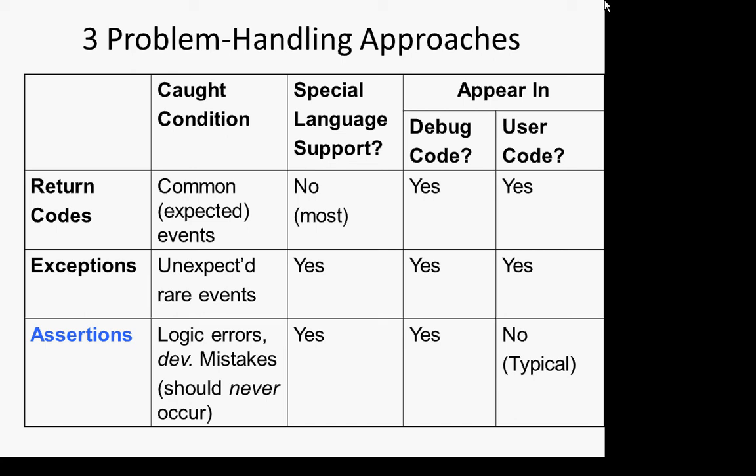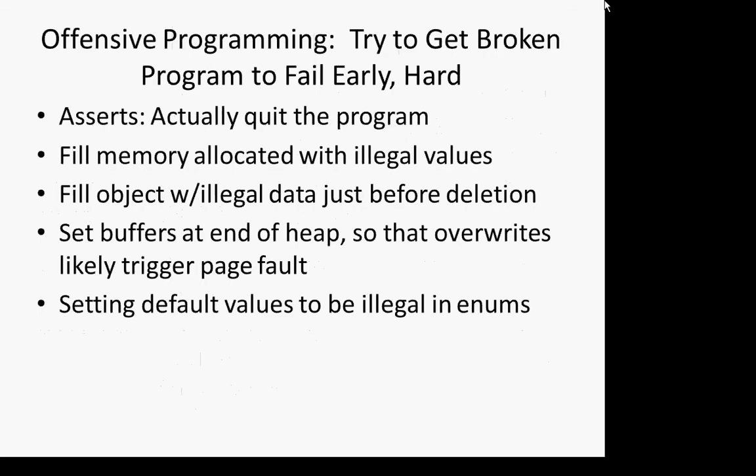There's special language support for them. They appear in debug code. Sometimes they appear in user code, but a lot of the time they're stripped out of user code. We strip them out because the thought is that they're useful aids in debugging, but they should never be encountered when the user is actually running the code. It's debugged enough. Some people argue they should stay in there, and they could still do something like say, okay, I discovered this error, let me send a message back to the company server and then bomb out of here.